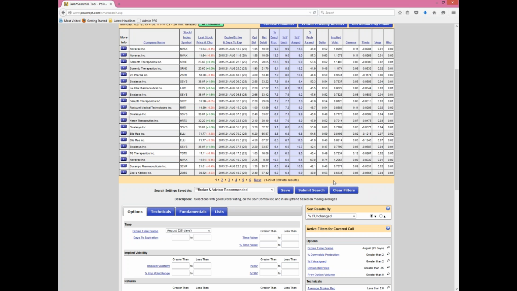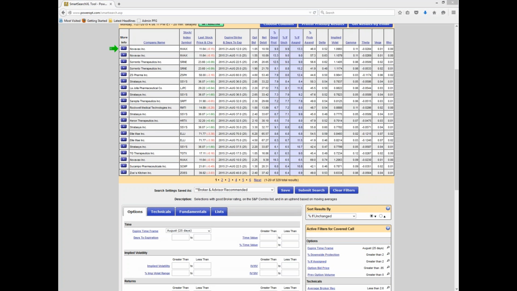But just because I've entered these criteria and I'm sorting the results by my preferred selection, I'm not going to jump into the first position here just because it's listed at the top of the screen. What I have to do first is start doing more of our due diligence.